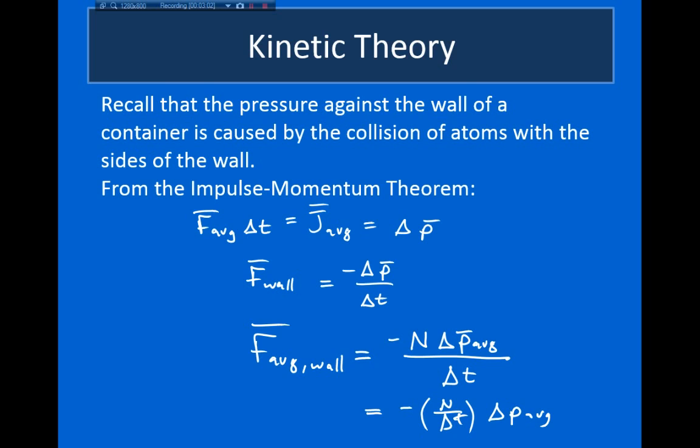Now, one thing I want to point out about this equation is it should be obvious that this will depend on the speed of the particles, because the faster the particles are moving, the larger delta p will be, the larger the momentum change will be when it collides with the wall, and also the faster the particles are moving, the more frequent the collisions will be.